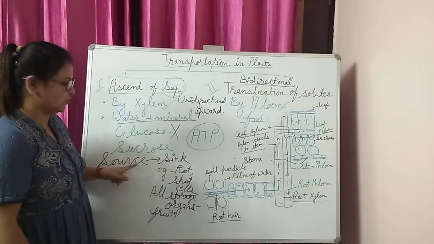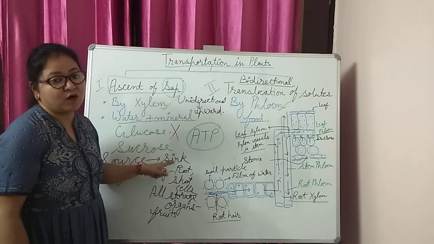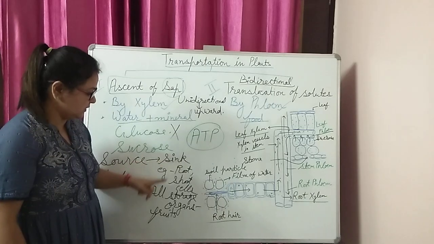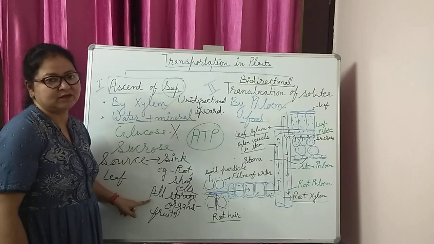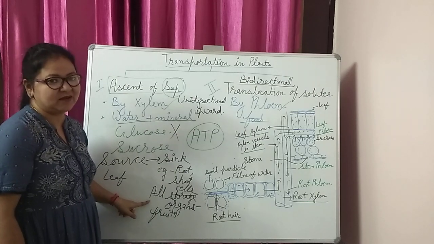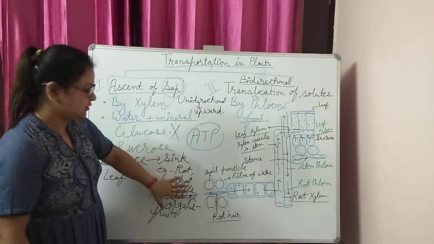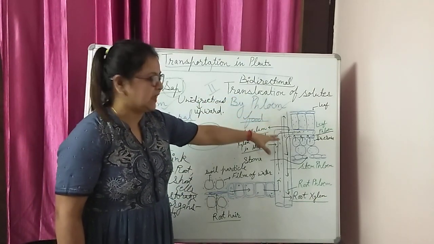It moves from the source, that is the leaves, towards the sink. Sink means all the living cells of the plant which need food to get energy, or all the storage organs like underground roots, radish, carrot, underground stems like potato, fruits and vegetables. So this is the movement of food, or translocation of solute, with the help of phloem.